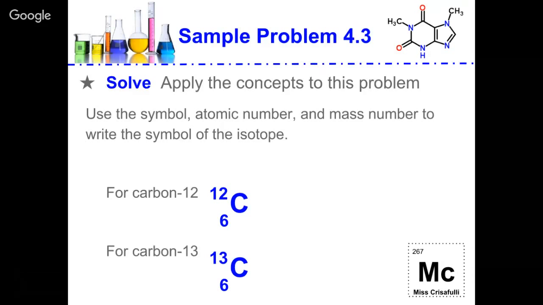Now, if you look at these 2, they look very similar, but the only thing that is different is their mass numbers. That means that carbon-13 has 1 more neutron in its nucleus than carbon-12.